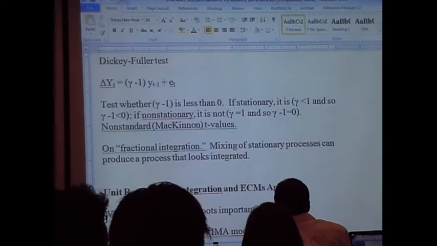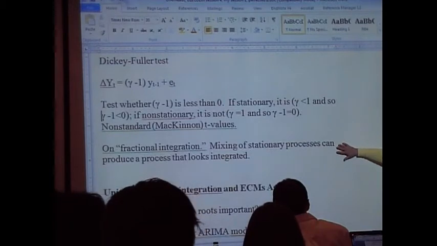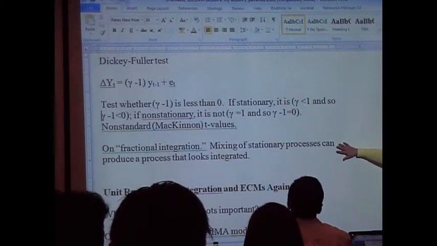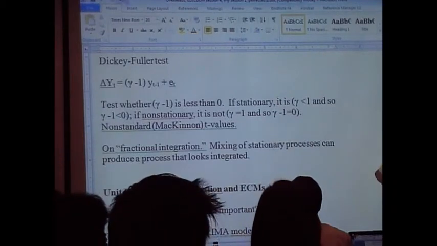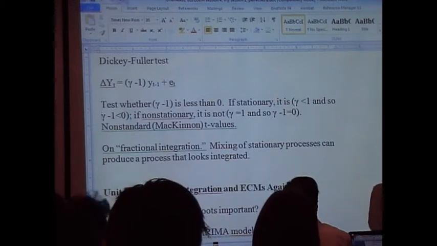There's also something I want to mention here on integrated processes, just a little something else. Have you ever heard of fractional integration? Anybody heard of fractional integration? It's just useful to put in the back of your mind. There are some people who are big advocates of fractional integration.